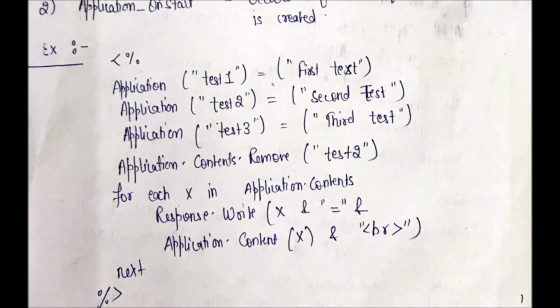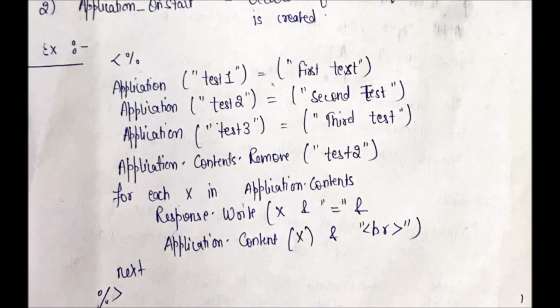Now we have applied a method here, Application.Contents.Remove, and passed the value test2. So what it will do is remove test2 from here. Now we are using a loop, which is a For Each Next loop.